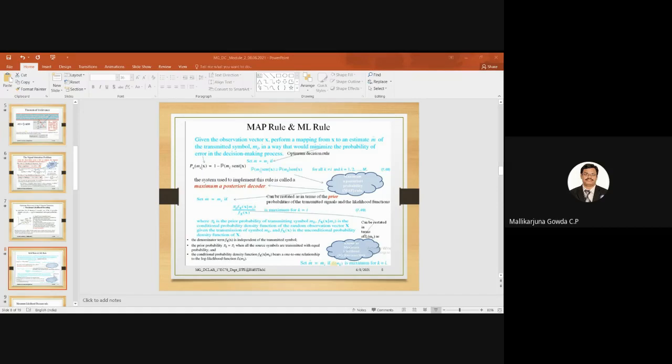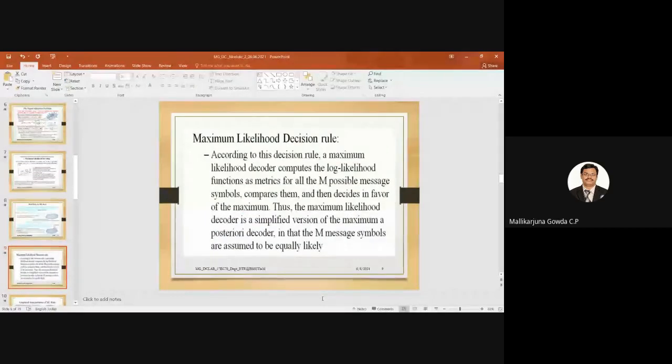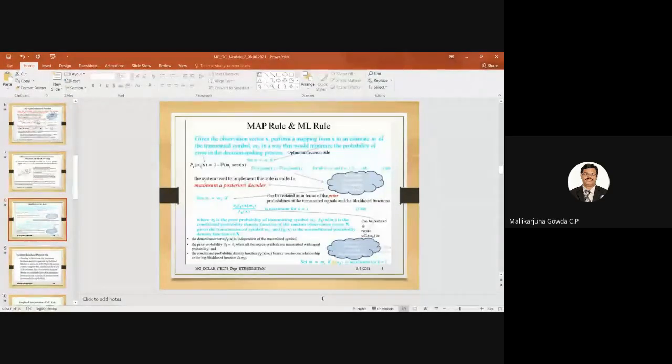So set m cap equal to mi if L of mk is maximum for all values of k not equal to i. So the same thing, whatever the MAP rule I said, can be restated in terms of the log likelihood function in this way. I don't know how many of you are able to get this point. Is that clear? So the MAP rule is expressed in terms of the likelihood function, to maximize the likelihood receiver.